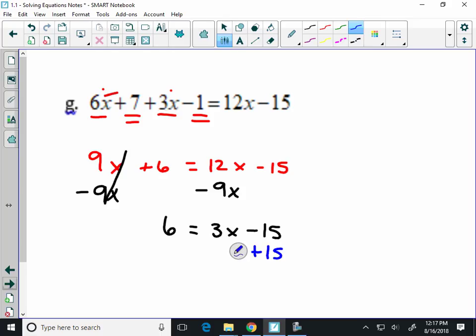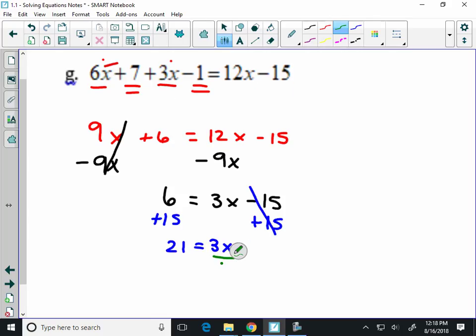Move the 15 over. And those nice little two-step equations. We get 21. Divide by 3.